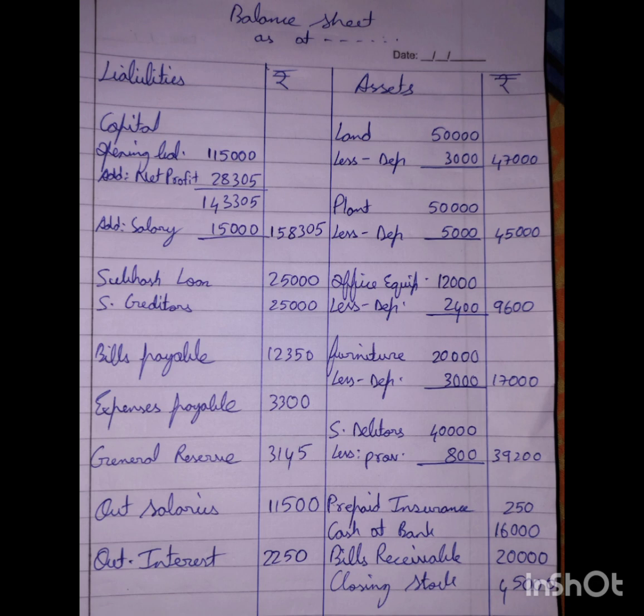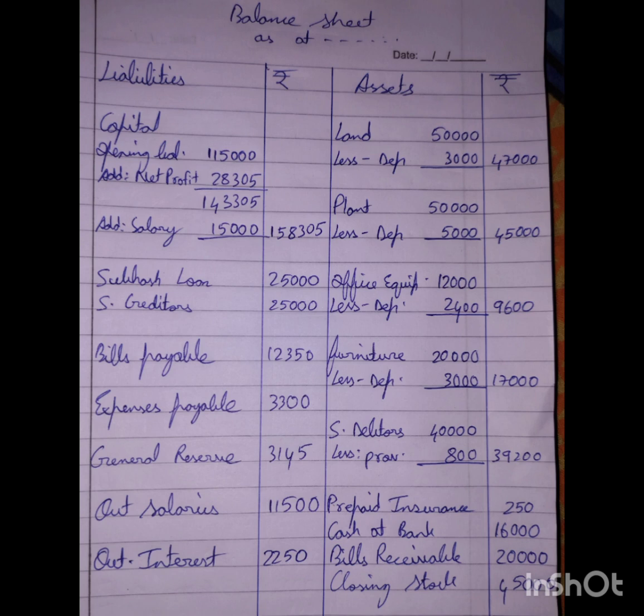Balance sheet, first of all, capital. Opening balance, which is given in the question as usual. If any drawings are there, we will subtract them, but in this sum no drawings were there. The opening balance here refers to the opening balance of the capital which is given in the question only. It is not opening stock. Drawings we used to subtract, but drawings are not mentioned. We will be adding net profit with that.